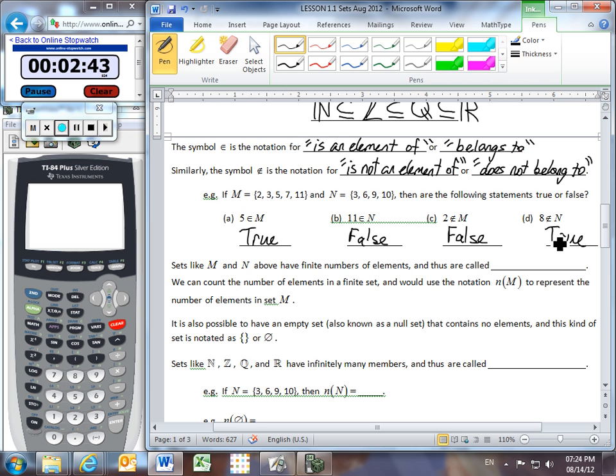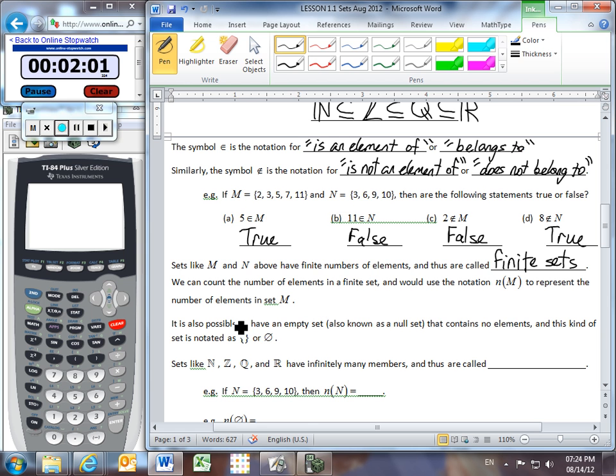Great. Alright, sets like M and N that we just looked at in this example have a finite number of elements. That is to say that we can count those elements. Finite is the opposite of infinite, and clearly we don't have an infinite number of elements here or here. We can count them, and thus these are known as finite sets. And we can use the notation n of set M to represent the number of elements in set M.